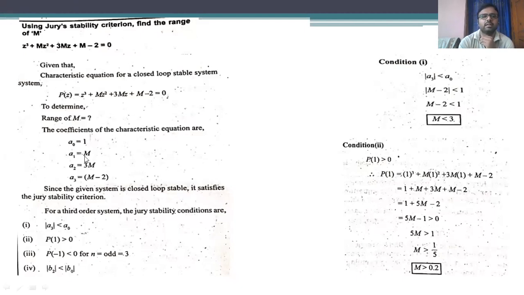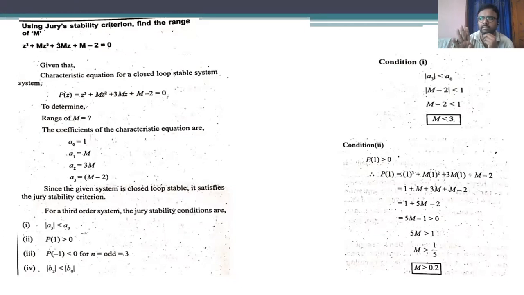So these are the coefficient values he has taken for the characteristic equation, and the order of the equation is 3, that is an odd order equation. That means 4 conditions have to be satisfied. Why? Because the order of the equation is 3, so 3 plus 1, 4 conditions have to be satisfied.